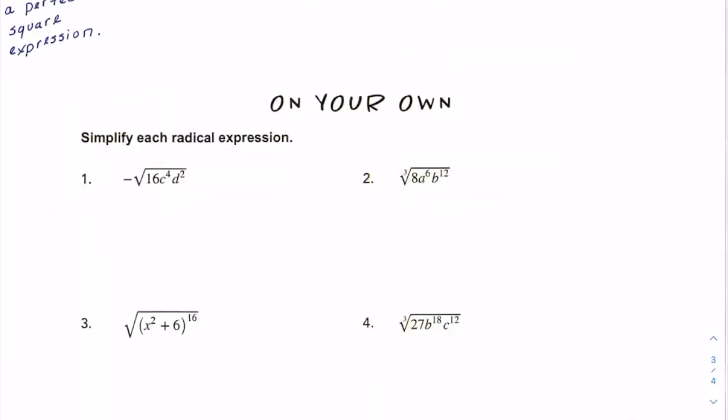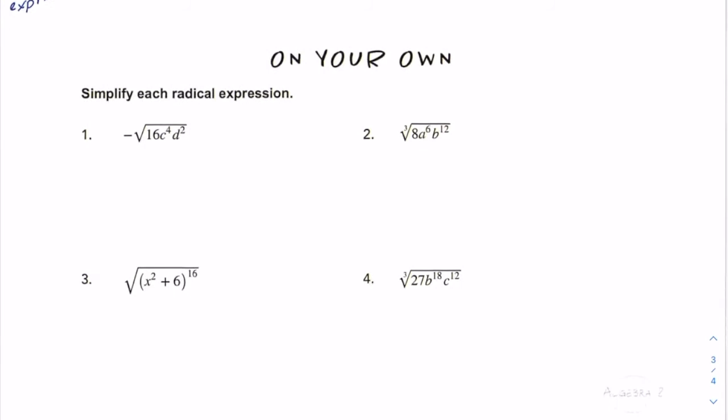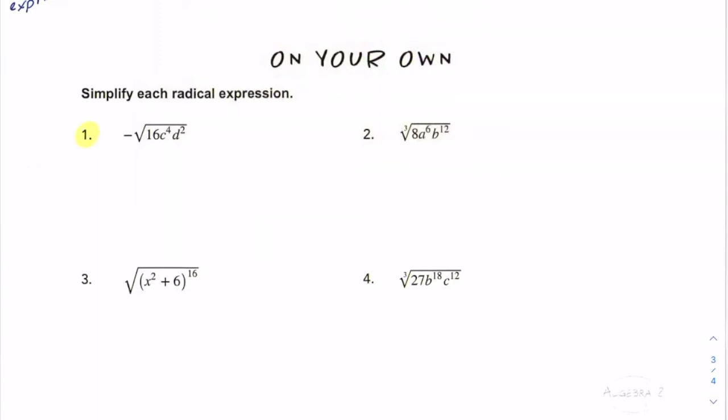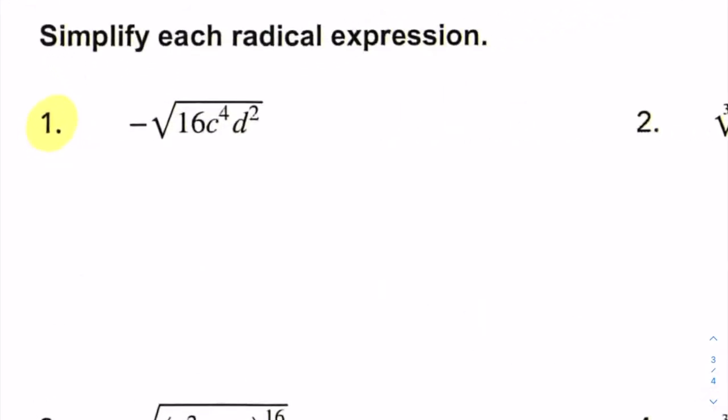Now that we've gone over the lesson 1 note sheet, or at least skimmed through it, I'm going to do out each one of the on your own problems individually. So starting with number 1, we have the negative square root of 16 times c to the 4th times d squared. Just remember that if you don't see an index, it is 2.